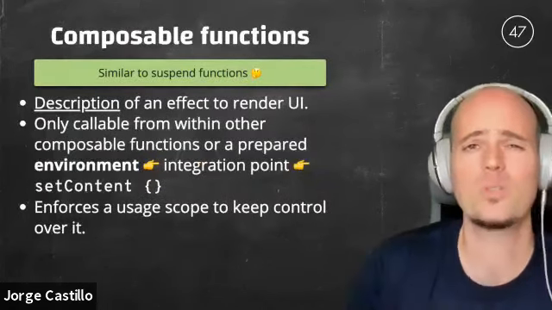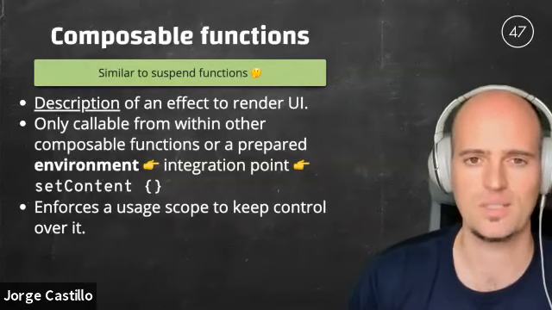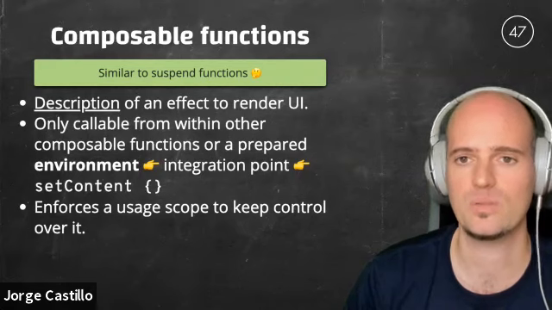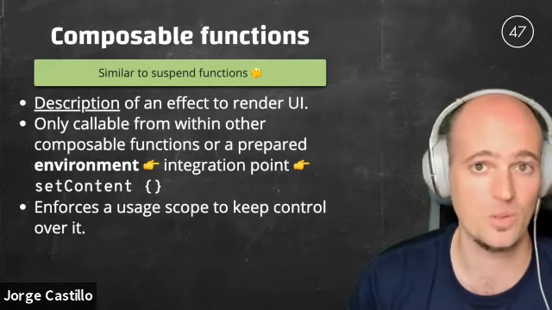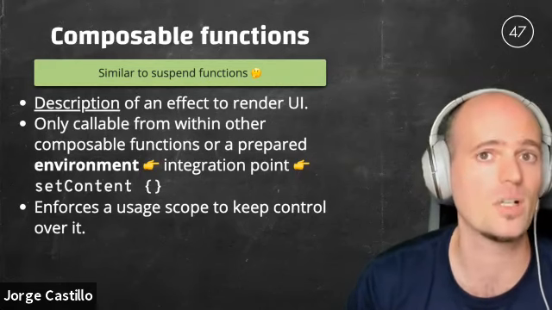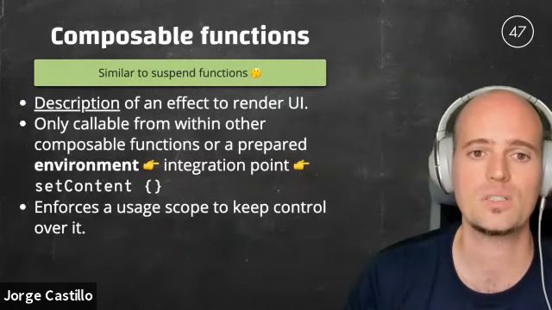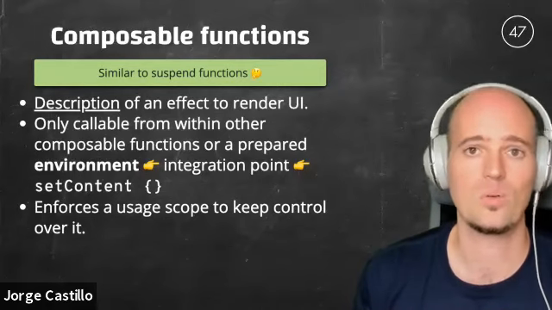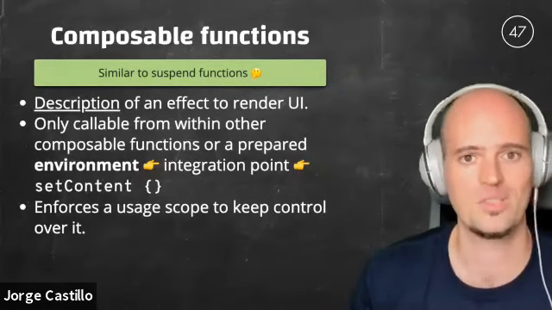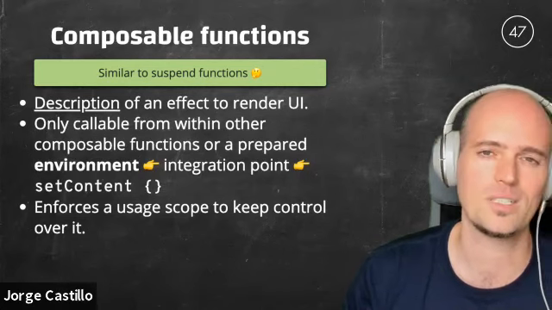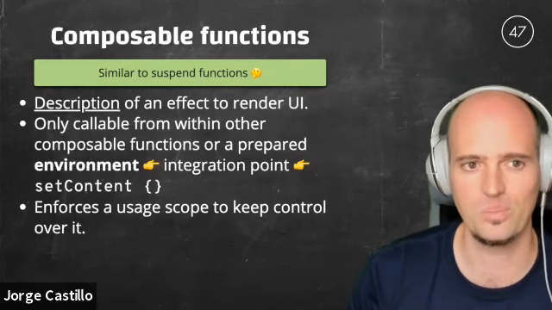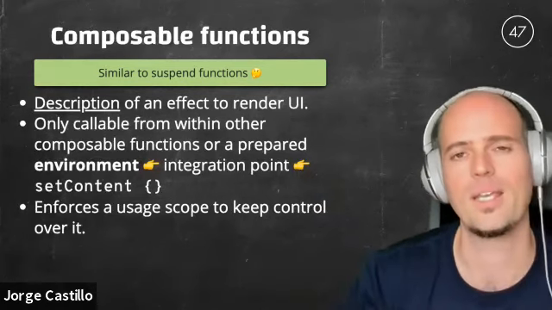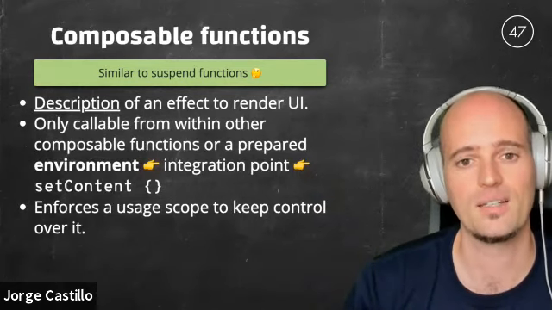Right, so the composable function has actually a lot to do with how suspend functions work, in a way. If you think about how composable functions work, this is a description of a UI effect, basically. That's what you've got inside your composable function. But those are also constrained in terms of where you can call them. You can call them from other composable functions or from an actual integration point, which is the set content where we're going to feed all our UI tree inside.